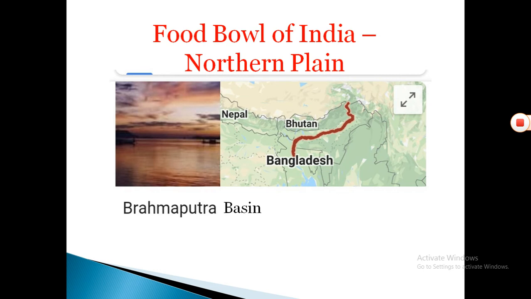The northern plain is a boon to our country. Boon means blessing. Most of the food grains and pulses are produced in this region. The major crops are wheat and rice. Jowar, bajra, barley, pulses and sugarcane are also extensively grown. Hence, this region is called the food bowl of India.